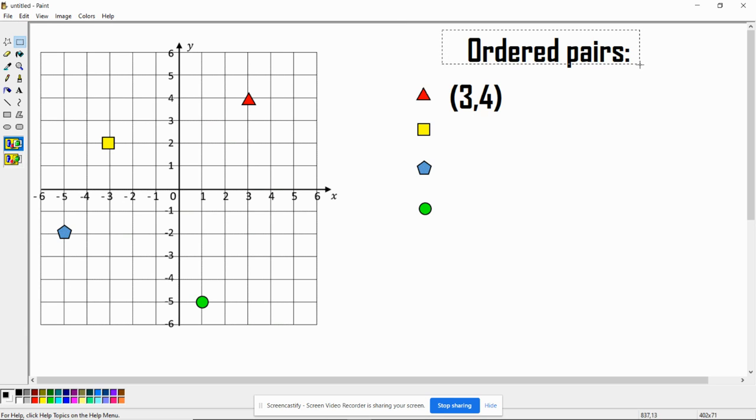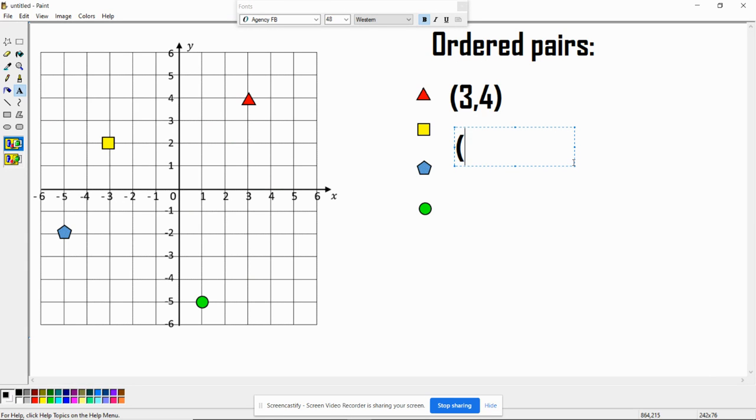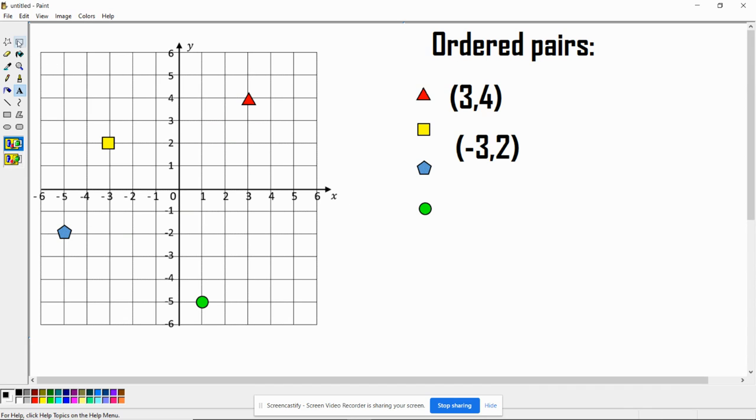Well, what about the yellow square? Here the only thing different now is you're not crawling to the right, you're going to crawl to the left. You're going to go 1, 2, 3, but that's -3, and then you're going to stand up 2. That's pretty simple. So the ordered pair for this one is crawl 3 to the left and up 2. The ordered pair for the yellow square is -3, 2.